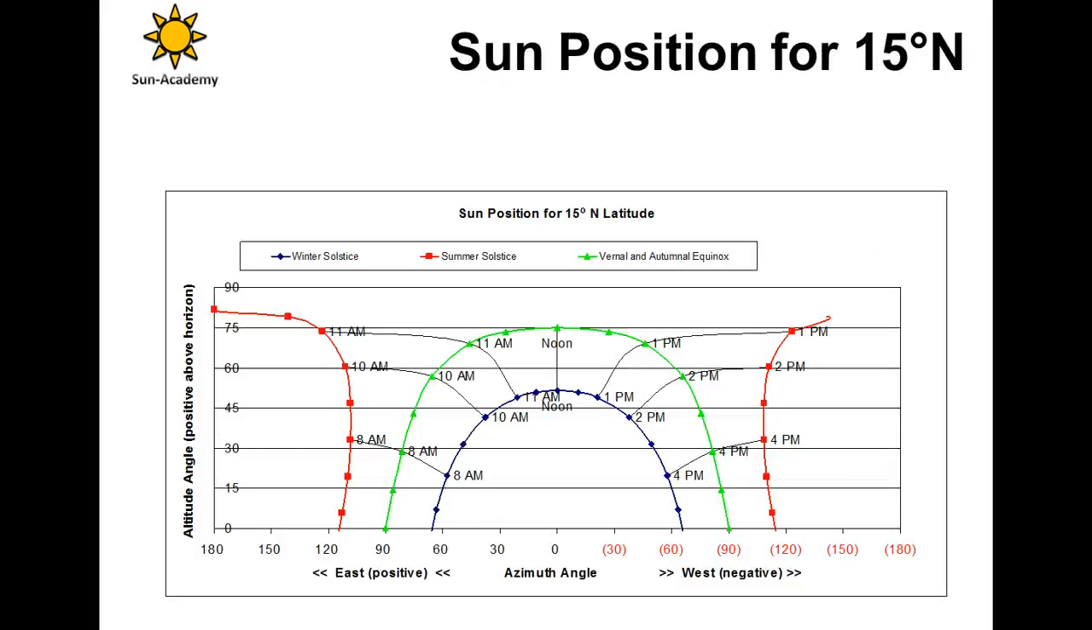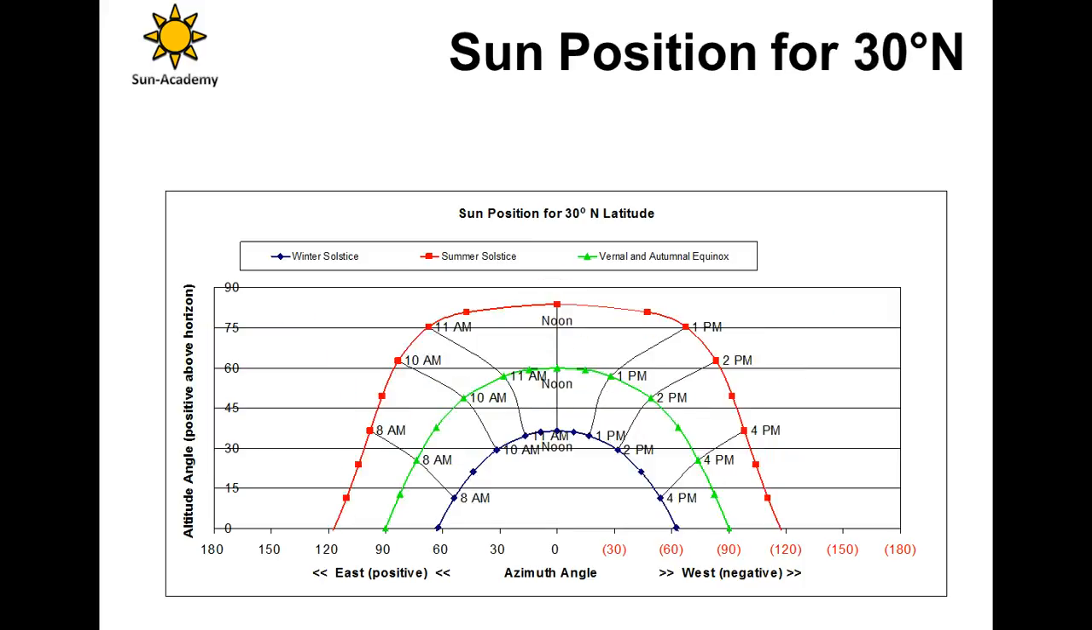Now we have moved the sun diagram to 15 degrees north. For the same example, the sun's altitude angle on the equinox at noon is now 75 degrees. Now we move to 30 degrees. For the same example, the sun's altitude angle on the equinox at noon is now 60 degrees.